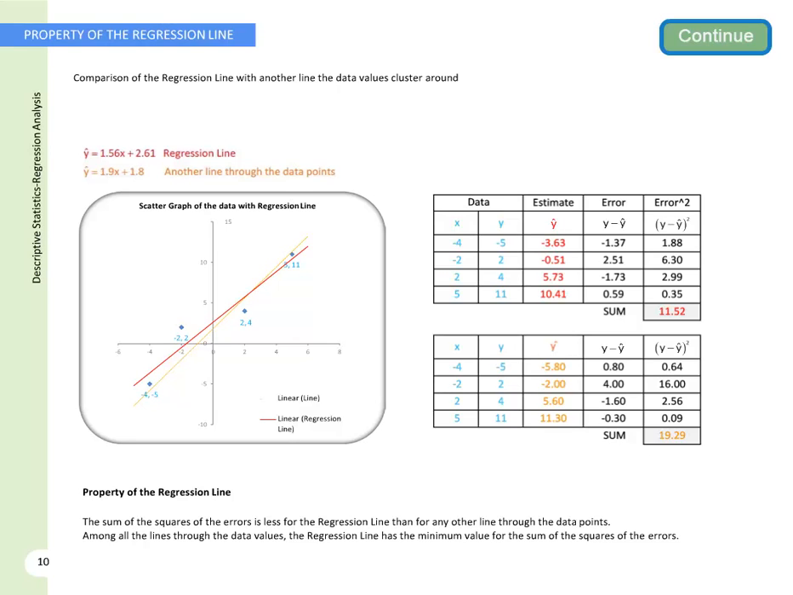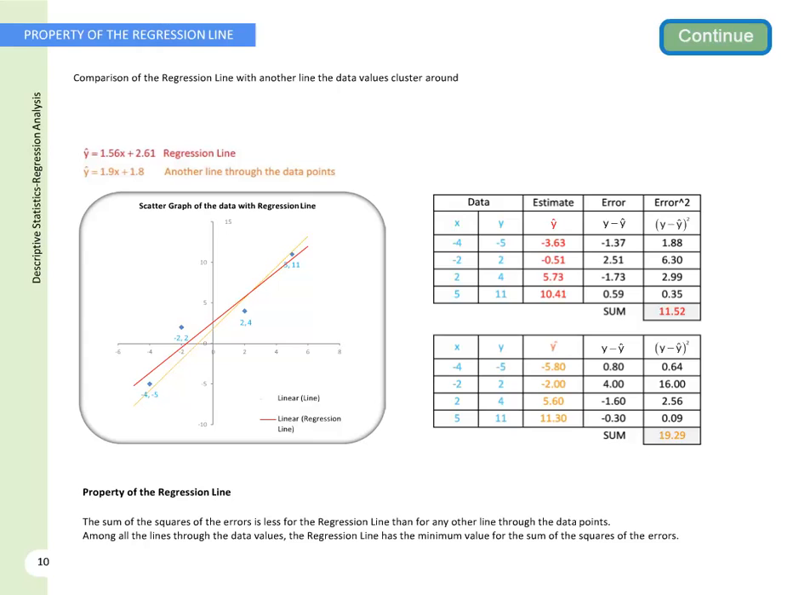I calculated the sum of the squares of errors based on the regression line. The sum of the squares of the errors based on the regression line is 11.52. Then, I calculated the sum of the squares of errors based on the other line through the data points. The sum of the squares of the errors based on the other line is 19.29. You can see that the sum of the squares of the errors is less for the regression line than for the other line through the data points.